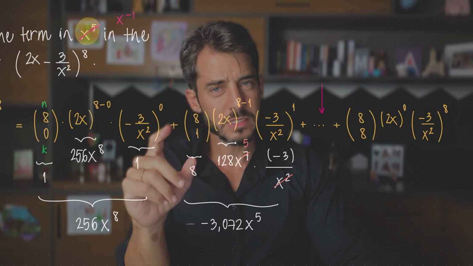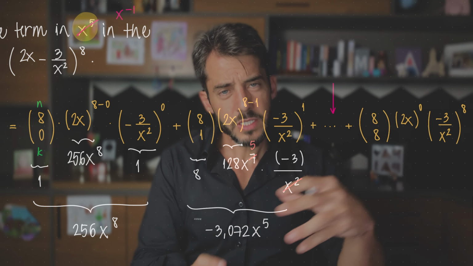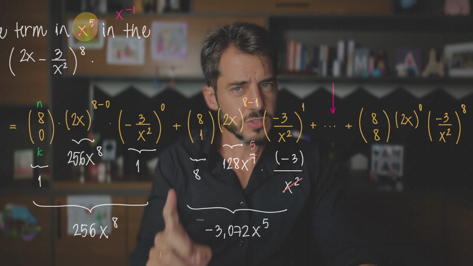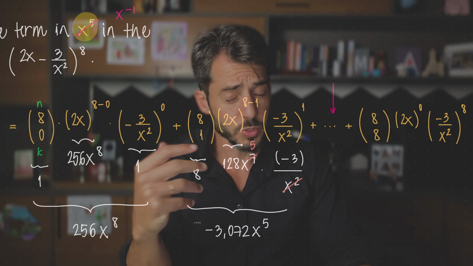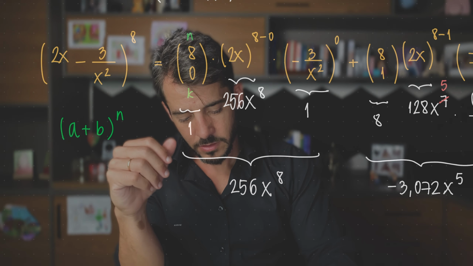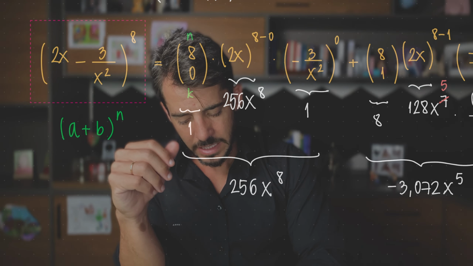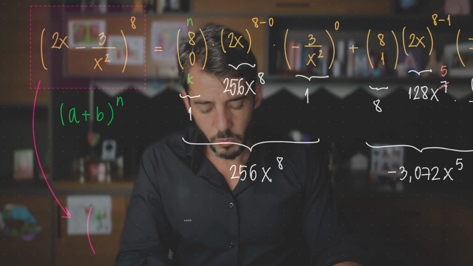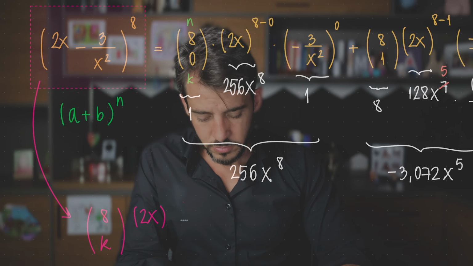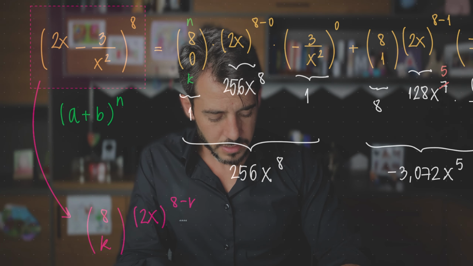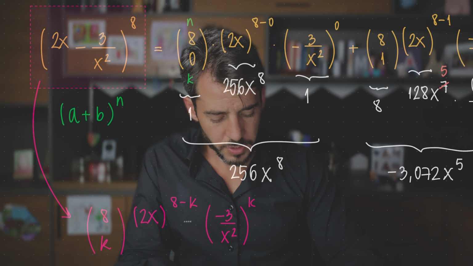Now, why is this a little bit trickier? Because we cannot see it, and we can either expand the whole thing or use a better algebraic process, which is what we're going to do right now. Just restating something that was mentioned before, the expansion of this will involve terms that look like this: a choose k, 2x to the 8th minus k, times negative 3 over x squared to the power of k.